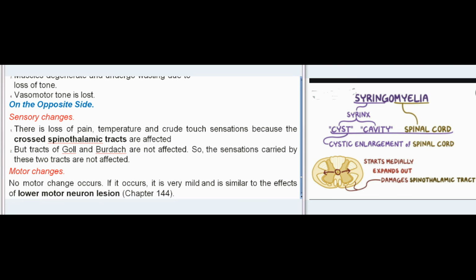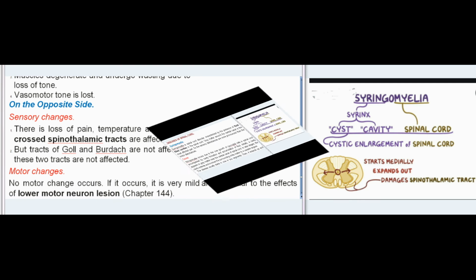On the opposite side. Sensory changes. There is loss of pain, temperature, and crude touch sensations because the crossed spinothalamic tracts are affected, but tracts of Goll and Burdach are not affected. So, the sensations carried by these two tracts are not affected. Motor changes. No motor change occurs. If it occurs, it is very mild and is similar to the effects of lower motor neuron lesion, Chapter 144.